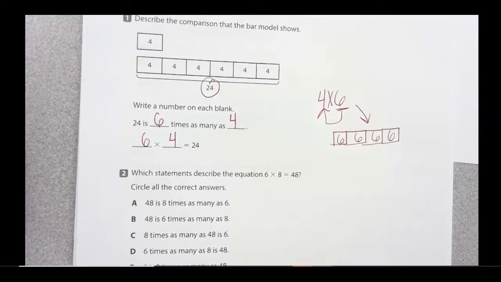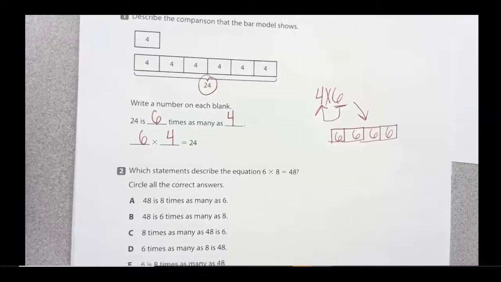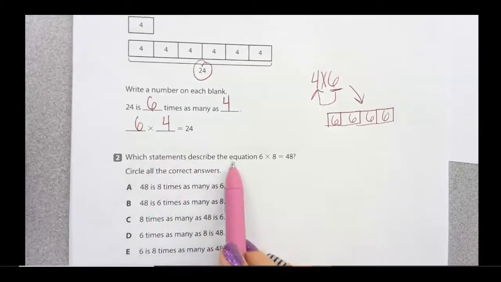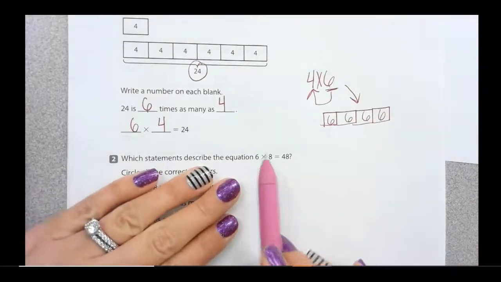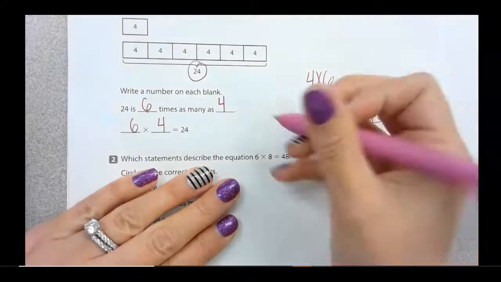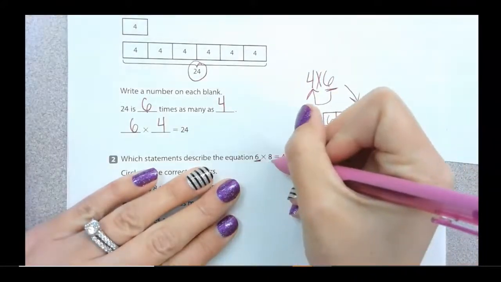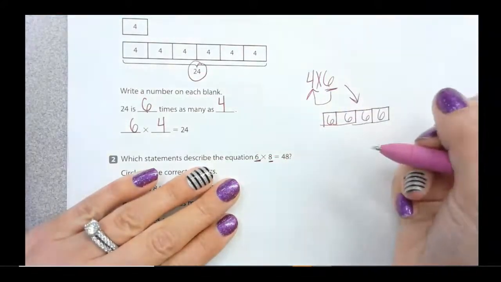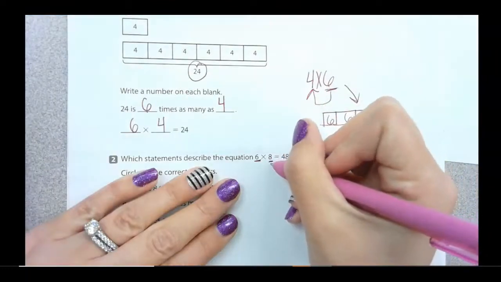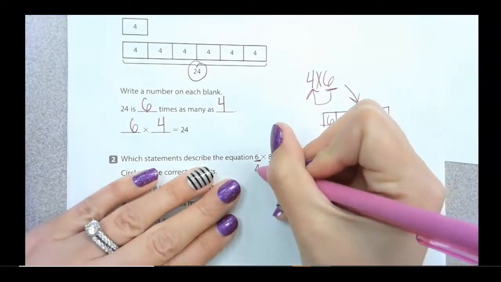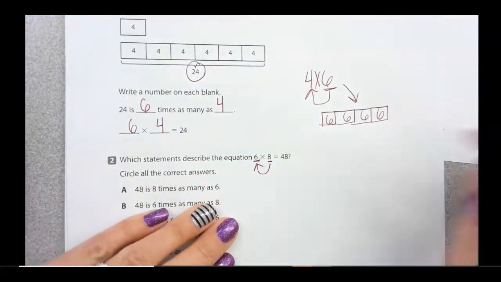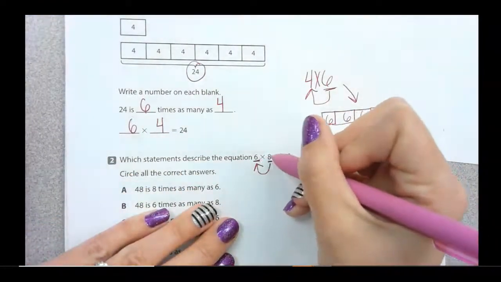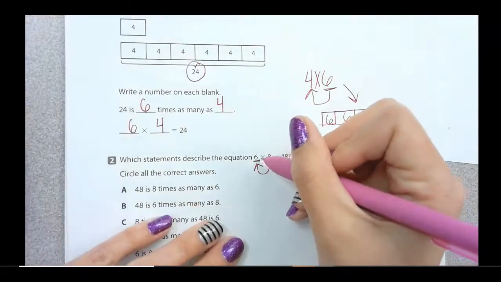Show me 2 when you're ready for number 2. Okay. Which statement describes this equation? So before we even look at any of this, let's figure it out for ourselves. We have 6 times 8. What number is repeating? 8. 8 is repeating how many times? 6. Okay. So 8 is repeating 6 times.